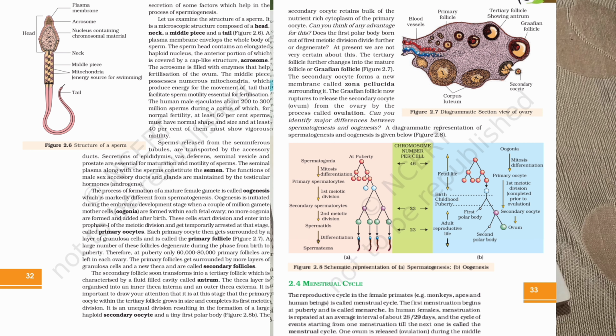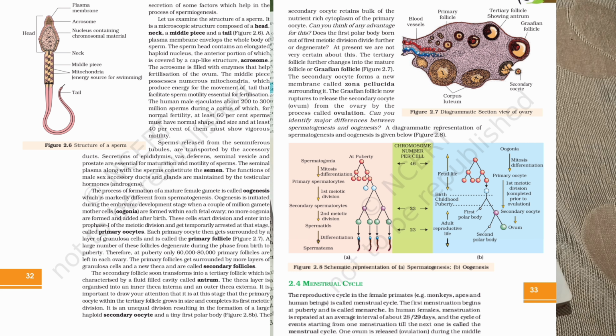These cells start division and enter into prophase 1 of the meiotic division and get temporarily arrested at that stage, called primary oocytes. Each primary oocyte then gets surrounded by a layer of granulosa cells and is called the primary follicle. A large number of these follicles degenerate during the phase from birth to puberty. Therefore, at puberty, only 60,000 to 80,000 primary follicles are left in each ovary.